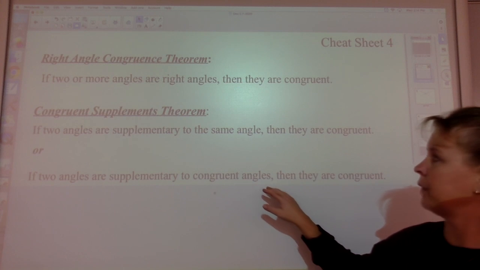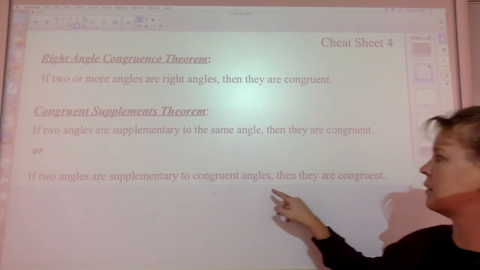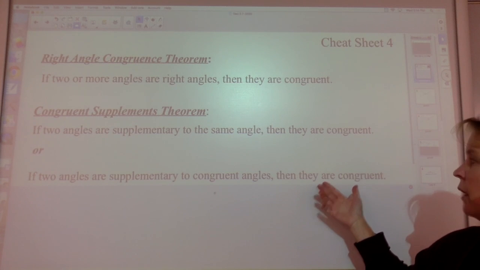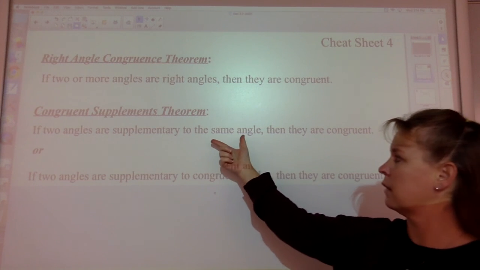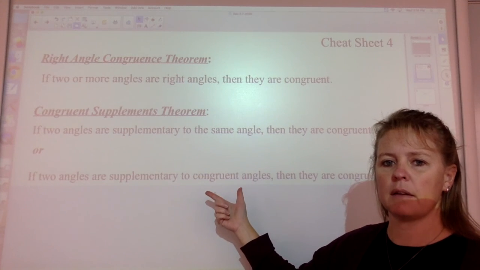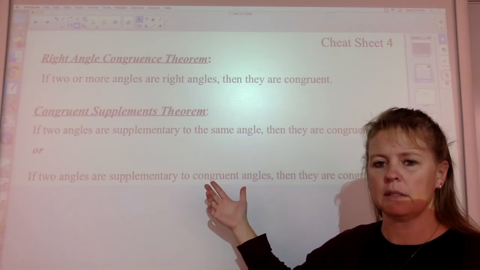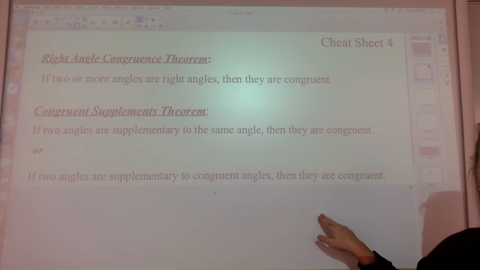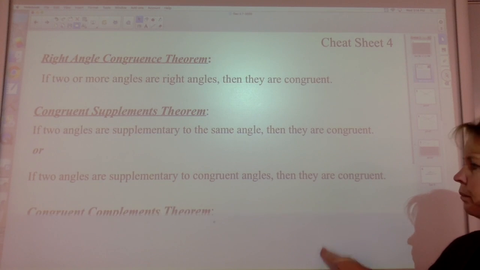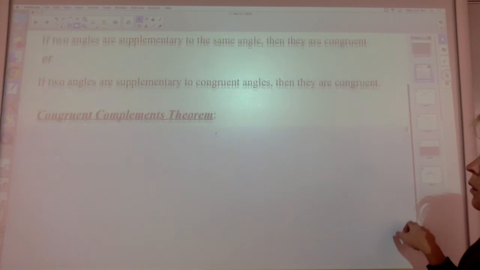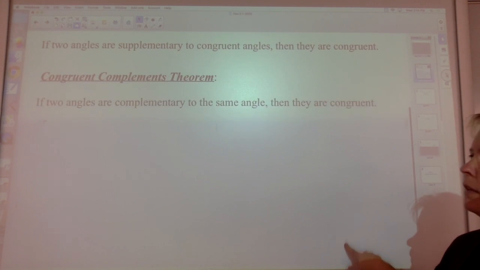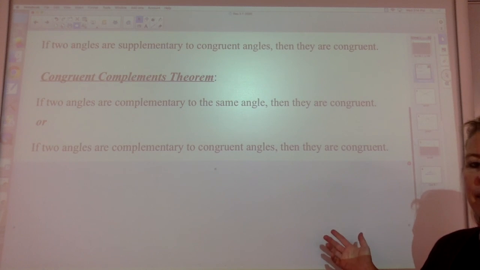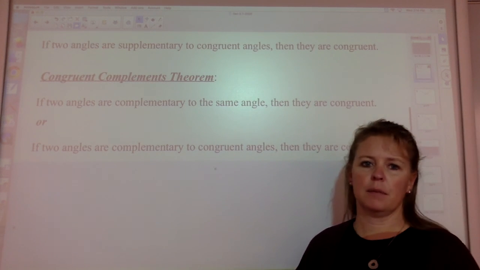Detail-oriented theorem. What if two angles are supplementary to congruent angles? Then those two angles are still congruent. So instead of being supplementary to the same angle, they are supplementary to congruent angles. Same difference, the end result, the conclusion is that those two angles that you started with are still congruent. Not going to read these over word for word, but they are the congruent complements theorem. Same thing as the two previous statements, only the word is complementary, meaning that they're going to add up to 90 degrees.